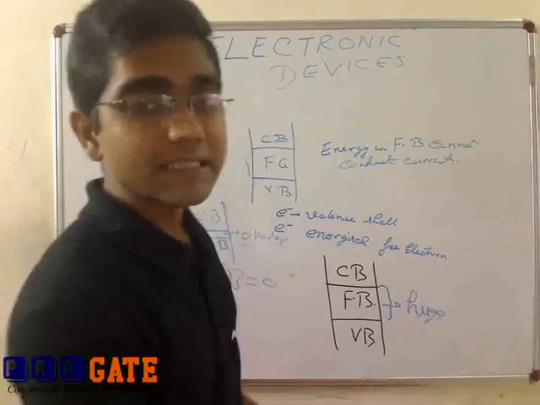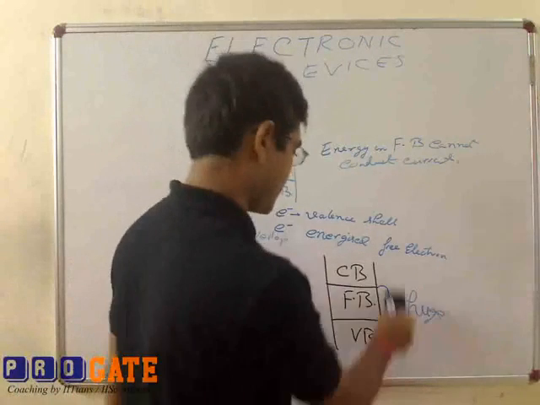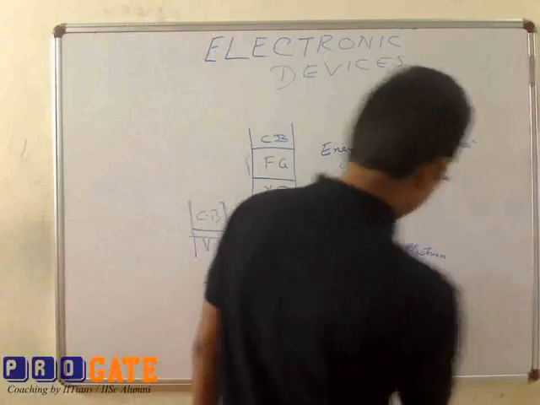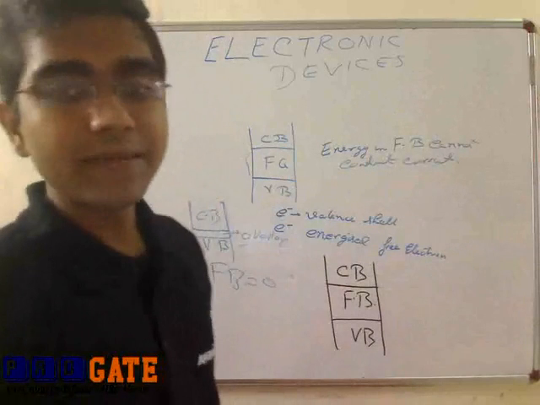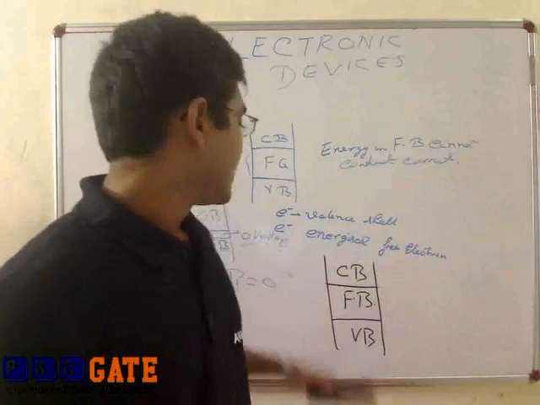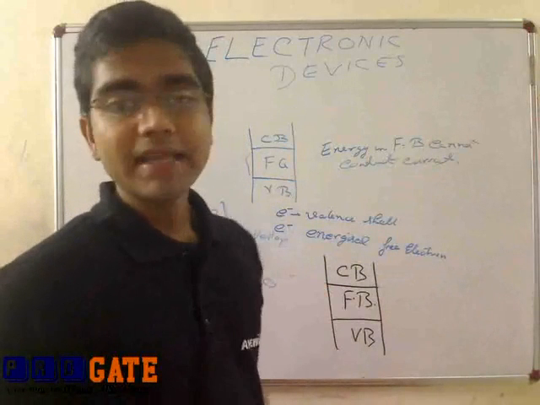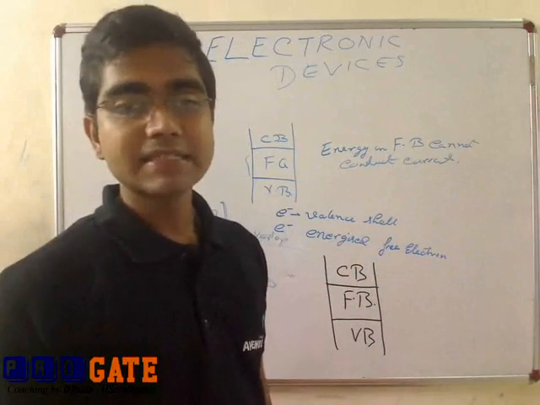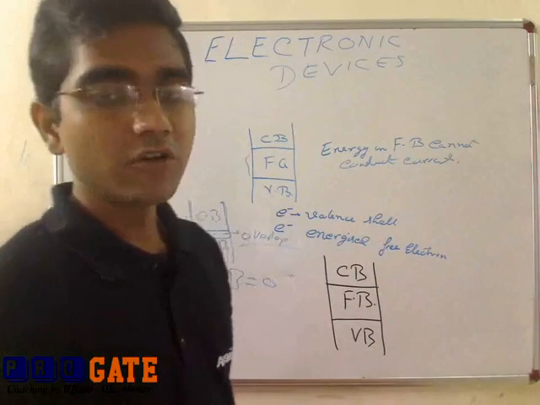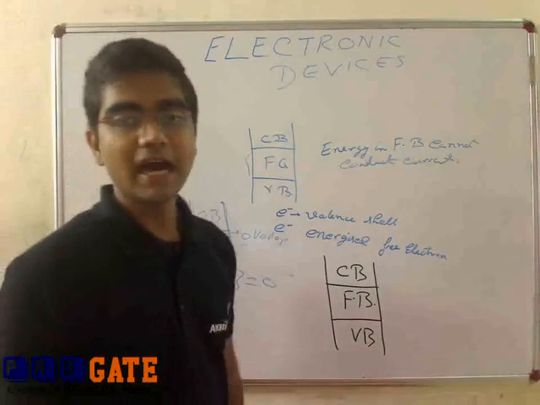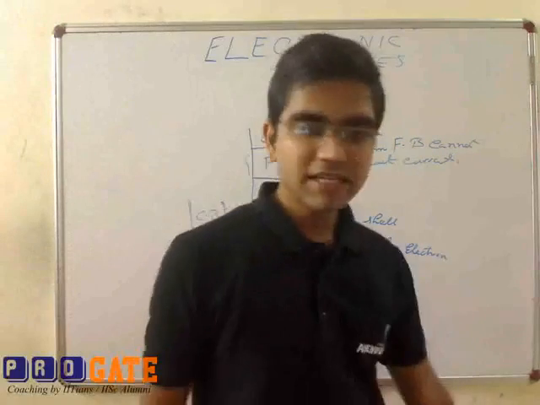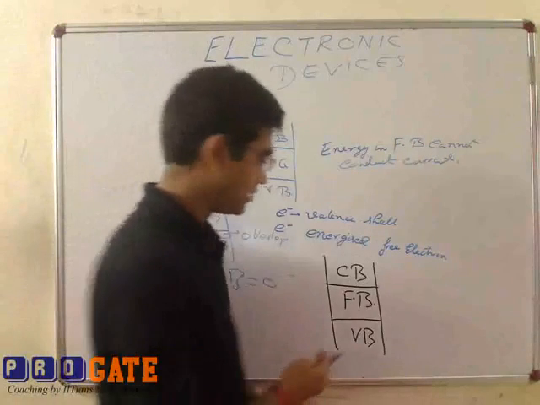But what happens in the case of a semiconductor? In the case of a semiconductor, this forbidden gap is neither negligible or equal to 0, nor is the value very high. This value is an optimum kind of value.